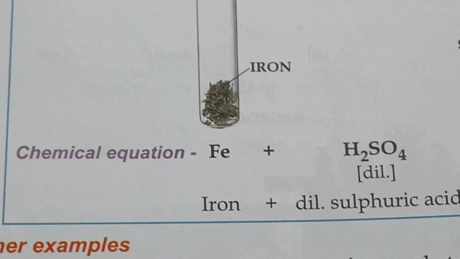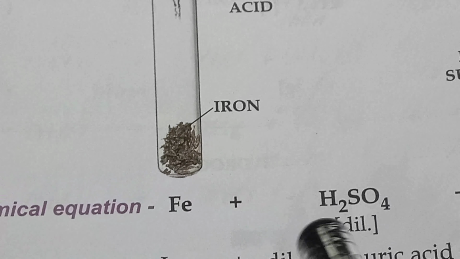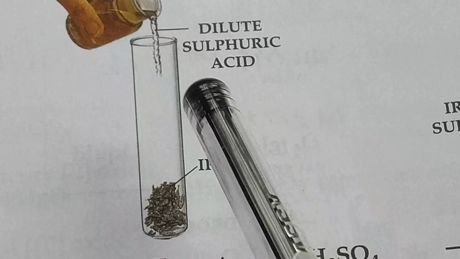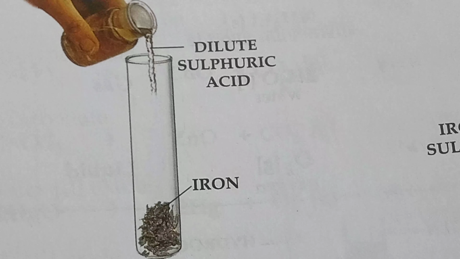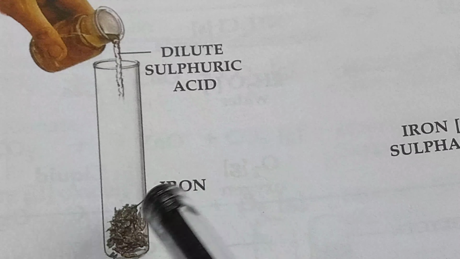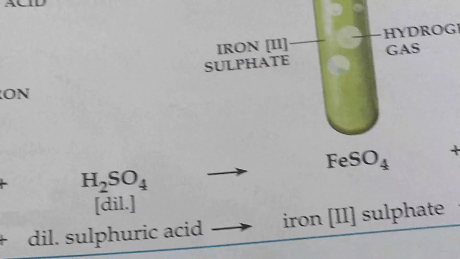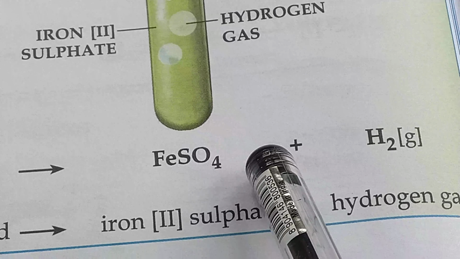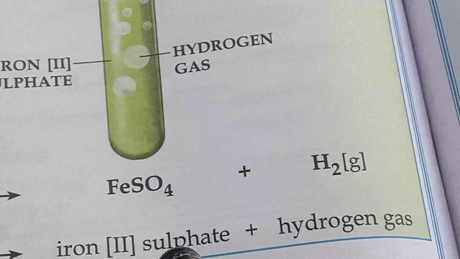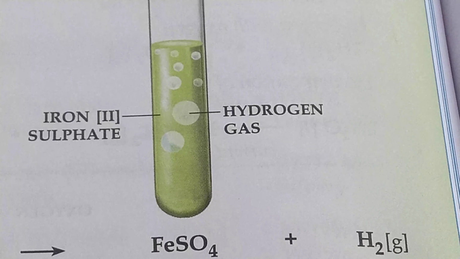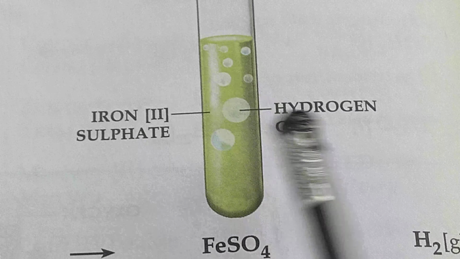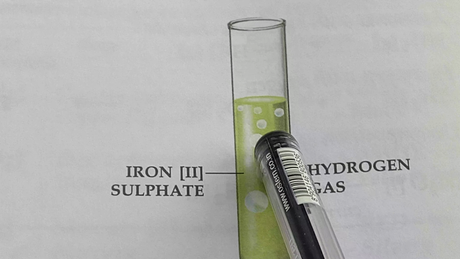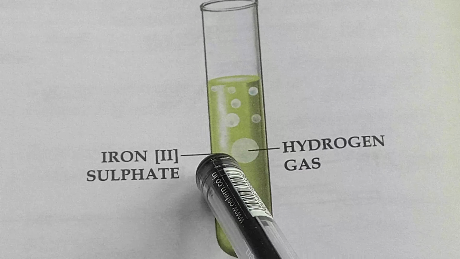Look at the reaction. Chemical equation: iron plus dilute H2SO4. Suppose we take iron in a test tube and add dilute sulfuric acid on top of it. After the chemical reaction it turns into FeSO4, iron sulfate, plus hydrogen gas, and the color will be changed and the gas is released in the form of bubbles. So the total incident is known as effervescence.